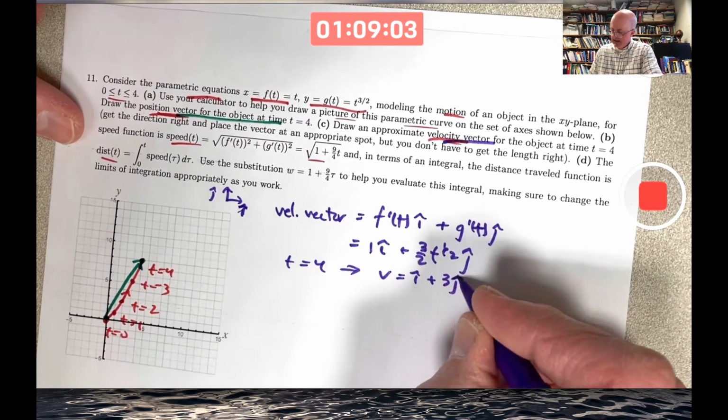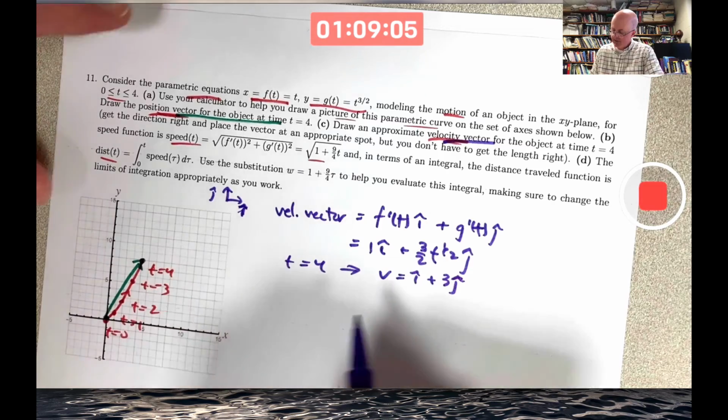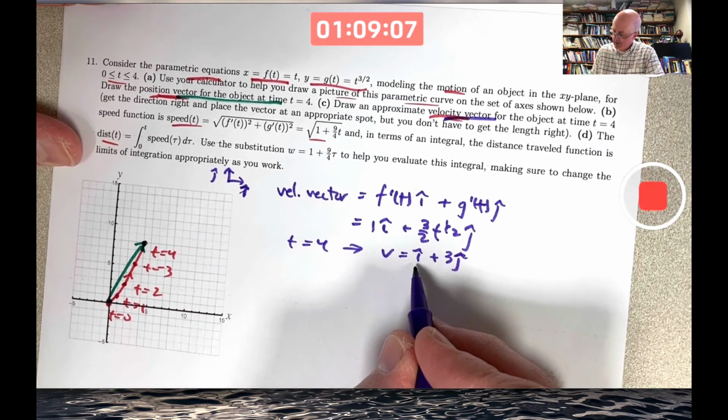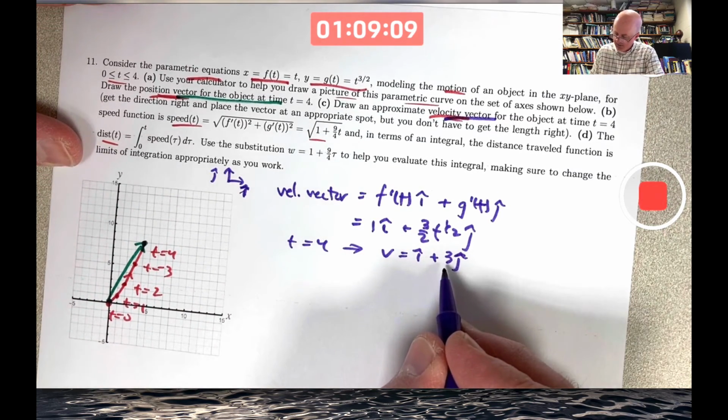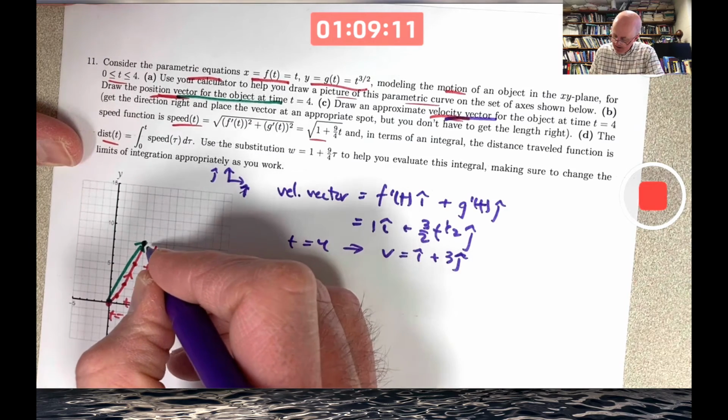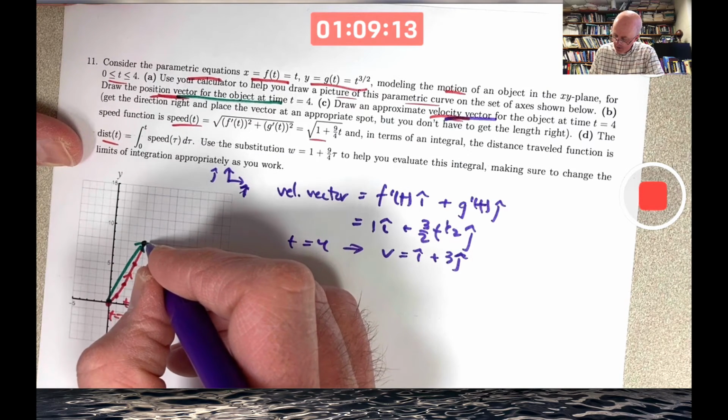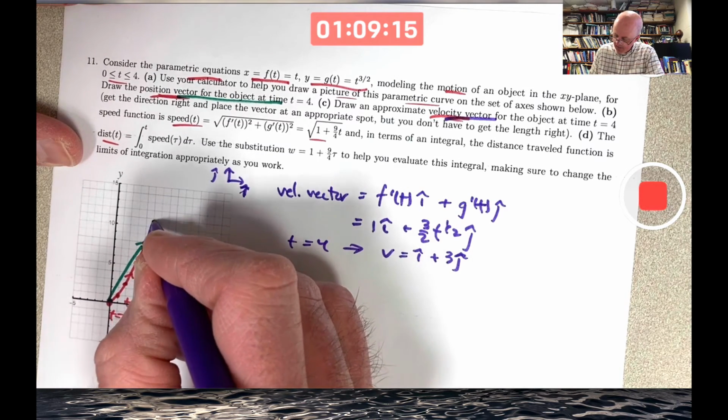And what this ends up meaning is that the arrow that I would draw for the velocity vector has what's called a horizontal component of 1 and a vertical component of 3. And so if you draw it to start here, you go over 1 and up 3. It's an arrow about like that.